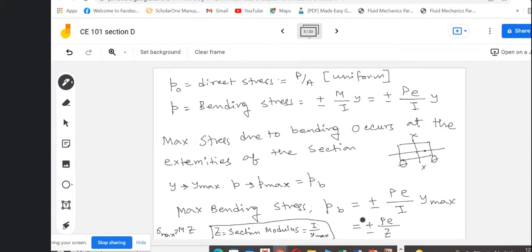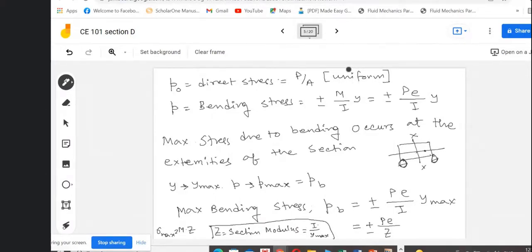Okay, so now if the y max moves below I, this becomes I by y max. That means we can replace it as Z. So the maximum bending stress occurring at the two extremities of a section is plus minus P into E by Z, and the direct stress is occurring here, the P by A, that is the uniform stress.